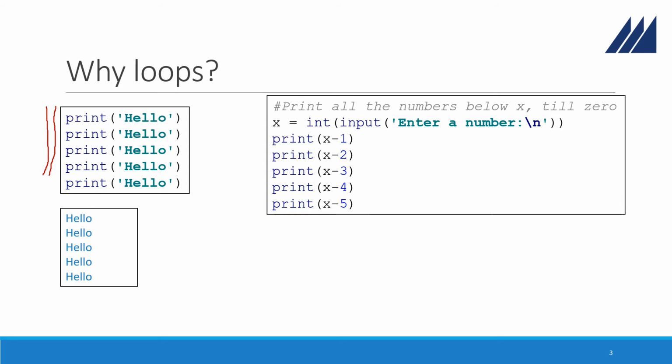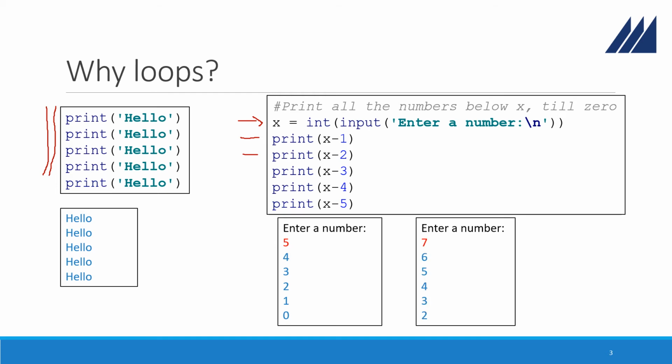Let's take a look at another type of problem over here. What if I'm trying to ask the user to input a number, and then my program is going to print out all the numbers below that, decrementing by 1 all the way until 0? Okay, so you can probably say, I'm going to ask the user for a number, but then I'm going to decrement this number by 1, then by 2, by 3, by 4, by 5, and every time I'm going to print it out. Yes, that will work if the user entered number 5.